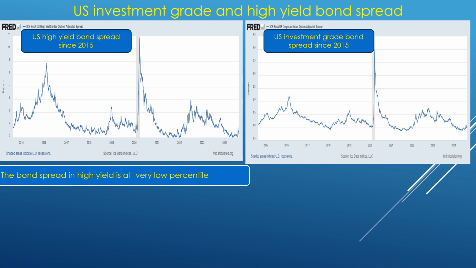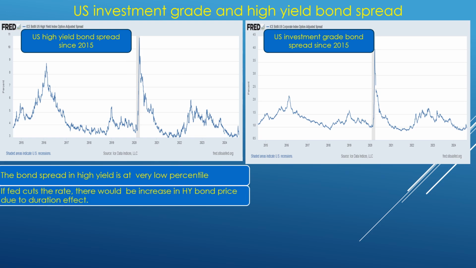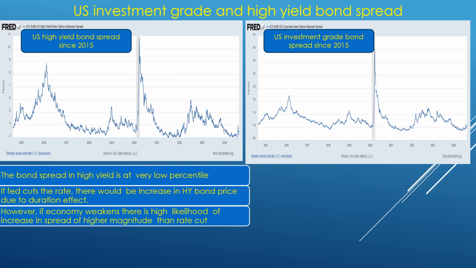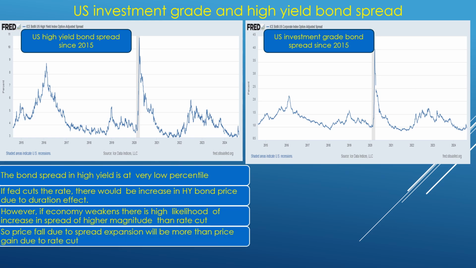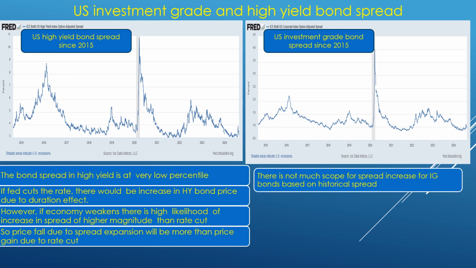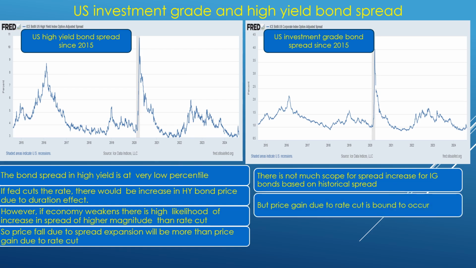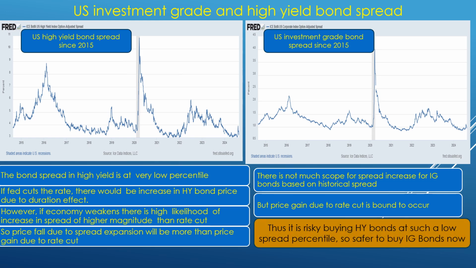The bond spread in high yield is at a very low percentile at present. If the Fed cuts the rate, there would be an increase in high yield bond prices due to the duration effect. However, if the economy weakens, there is a high likelihood of an increase in spread of higher magnitude than the rate cut. So the price fall due to spread expansion will be more than the price gain due to the rate cut. There is not much scope for spread increase for investment grade bonds based on the historical spread. But price gain due to rate cut is bound to occur. Thus, it is risky buying high yield bonds at such a low spread percentile, so it is safer to buy investment grade bonds now.